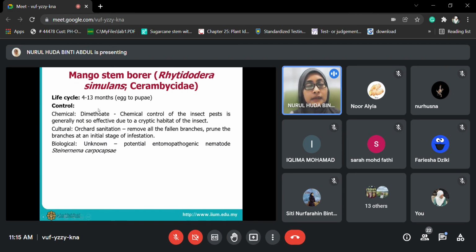When we use chemical, dimethoate is actually for macam spray. Usually to control this insect, since it's borer, okay, it was suggested to use the type of synthetic insecticide where mungkin kamu boleh inject the chemical masuk dalam trunk and then chemical tu akan ditransport ke seluruh bahagian pokok. So that's how chemical work lah rather than just spray.